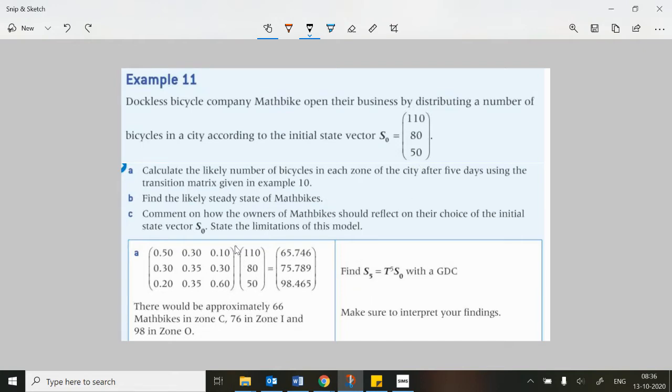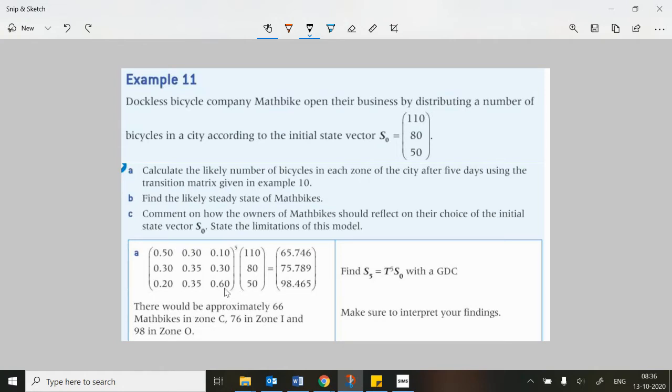Okay, then it says find the steady state of the Math Bikes. So steady state means over a long period of time. Now, we are only dealing with regular transition matrices. What that means is that when you apply them to a particular initial vector, you will always converge to this steady state, or this stabilized system. So there's no kind of oscillation, and this is because we're always dealing with regular transition matrices.